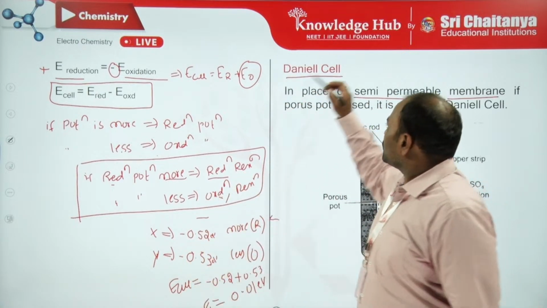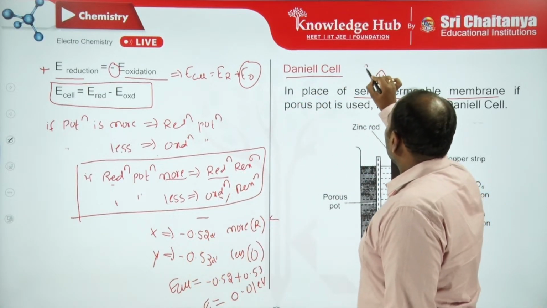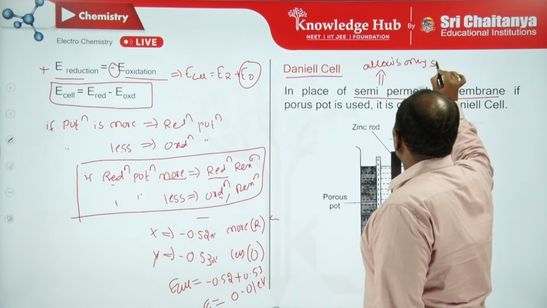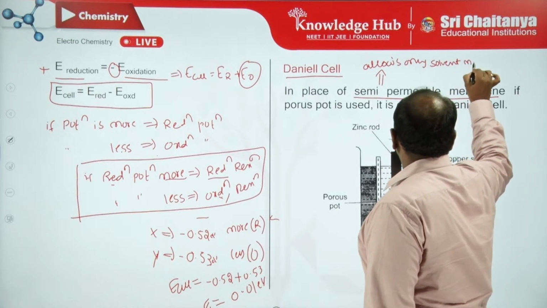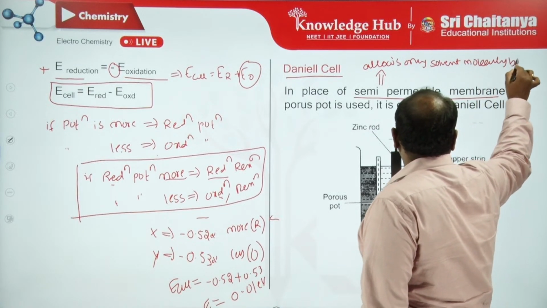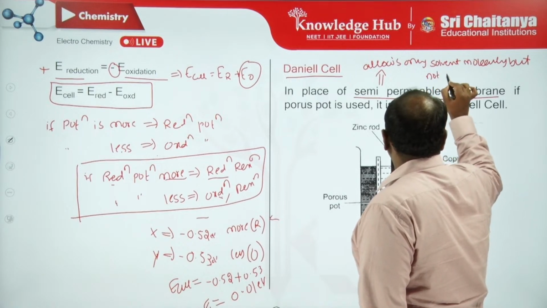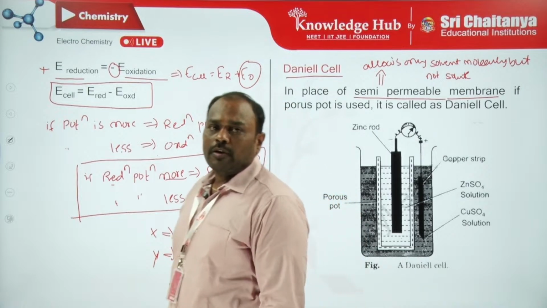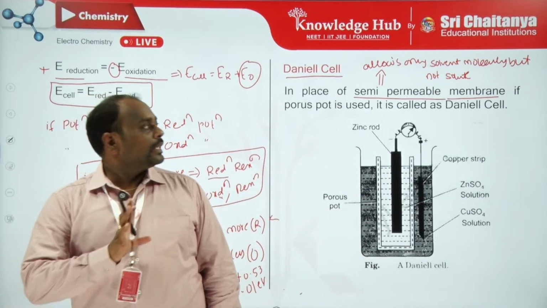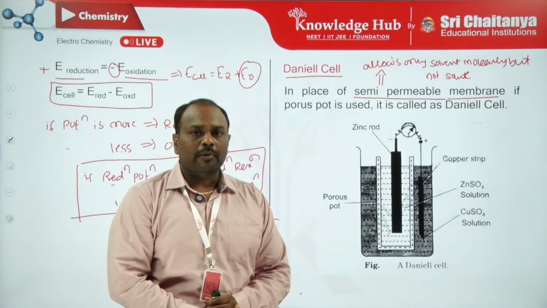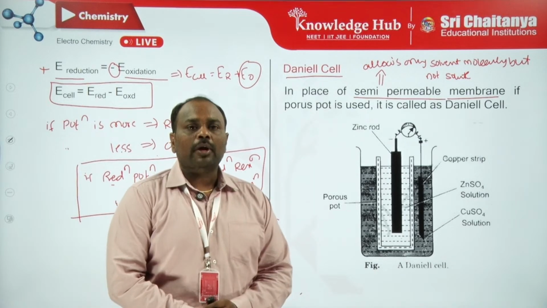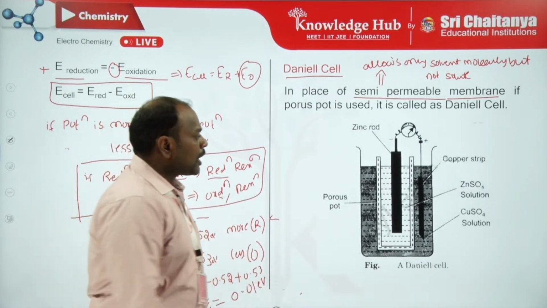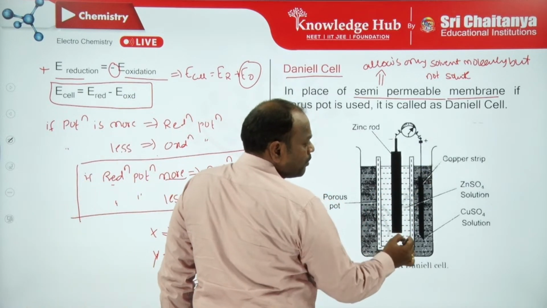It allows only solvent molecules but not solute. It allows only which particles? Solvent molecules but not solute particles. That is called a semi-permeable membrane. That is the specialty of the semi-permeable membrane. So this is the construction of the semi-permeable membrane.